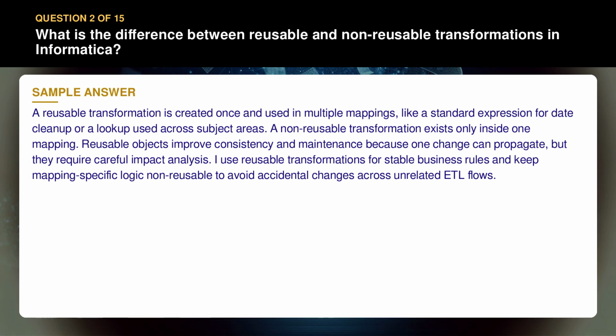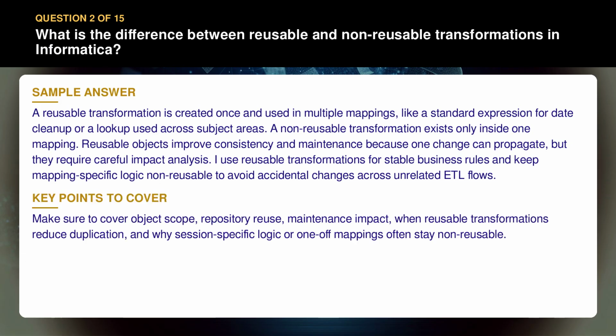I use reusable transformations for stable business rules and keep mapping-specific logic non-reusable to avoid accidental changes across unrelated ETL flows. Make sure to cover object scope, repository reuse, maintenance impact, when reusable transformations reduce duplication, and why session-specific logic or one-off mappings often stay non-reusable.